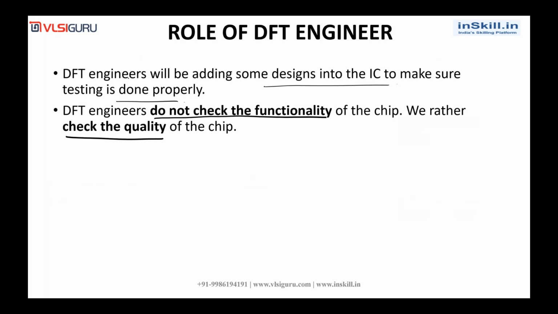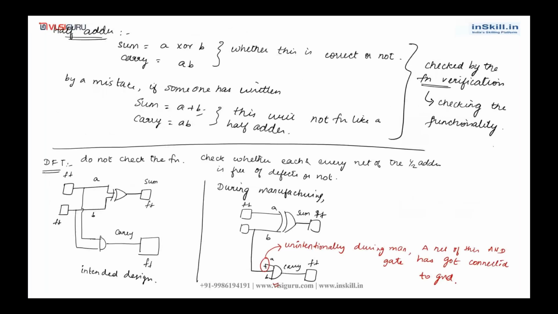Let's try to understand this with the help of an example. Just consider a half adder design. What is the expression for a half adder? Sum will be A XOR B, carry will be AB. Whether this is written correctly or not is what will be checked by the functional verification team.